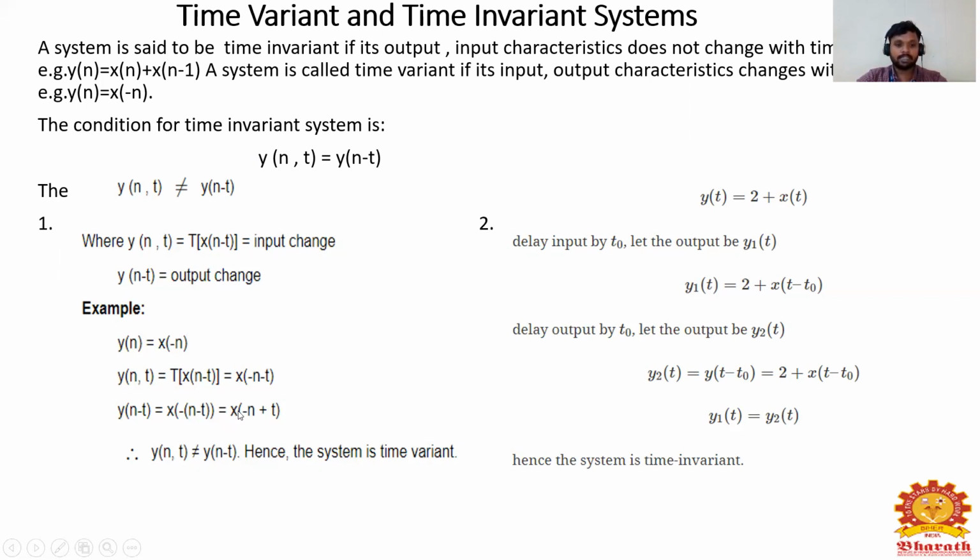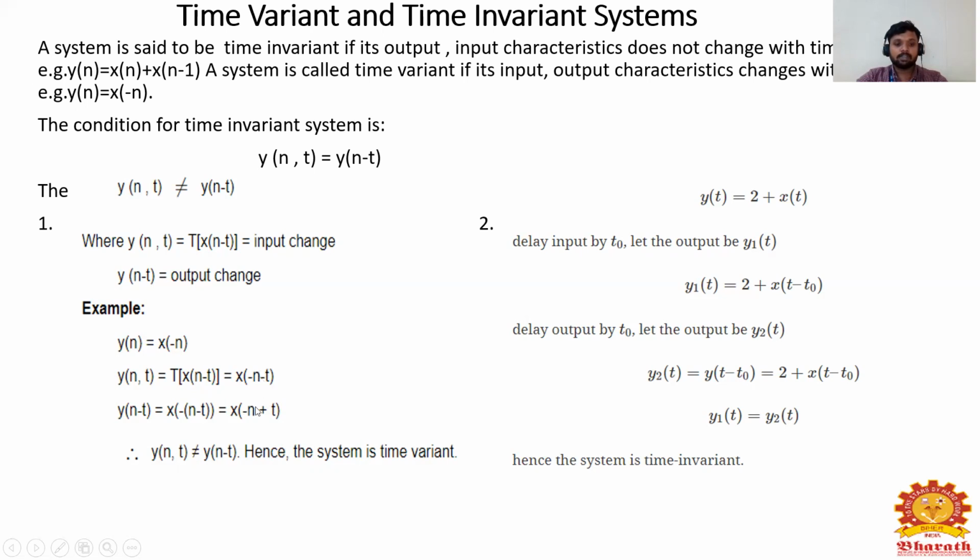Therefore, x of minus n minus t can be written as minus n plus t. So check here. My input value is x of minus n minus t. For the output, I'm getting x of minus n plus t. So compare these two equations.